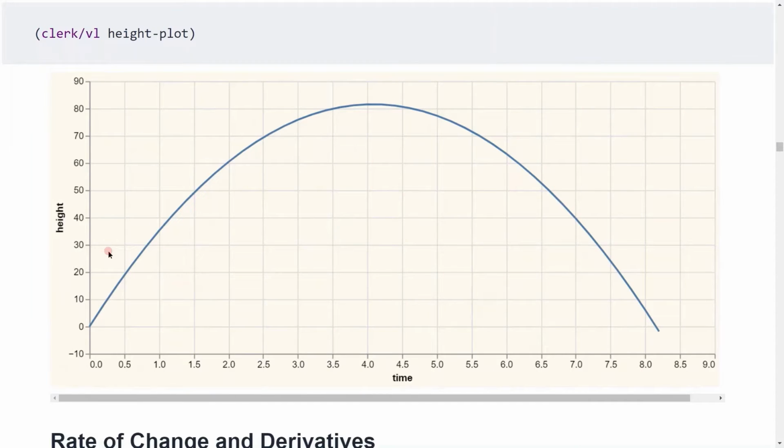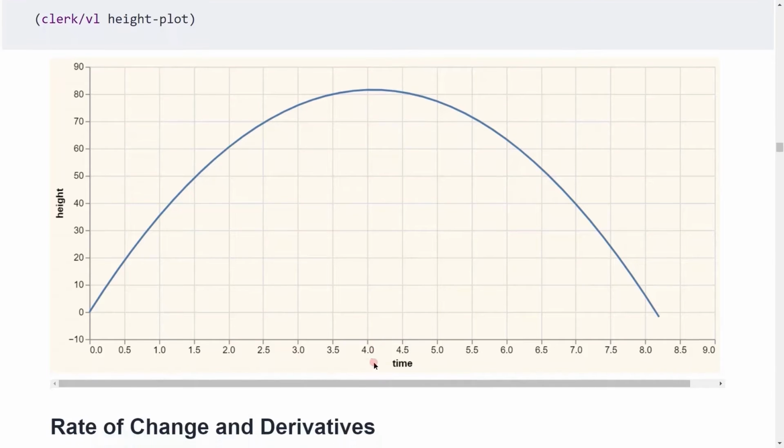From this graph we can tell the approximate maximum height of our projectile, which is somewhere around 80, and the maximum height happens somewhere at the 4-second mark.